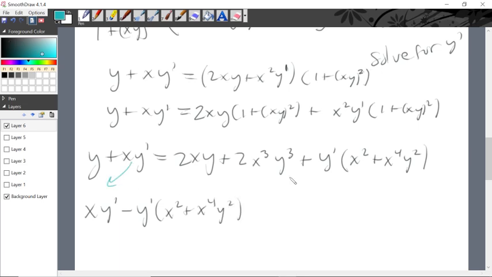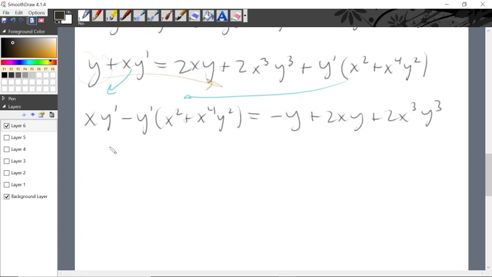Okay, so I've left this on this side. I brought this over to the left-hand side. And I'm going to bring this y over to the right-hand side instead. Okay, so that shows up as a negative y. Okay, and then we have a plus 2xy plus 2x cubed y cubed as well. Can factor out y prime on the left, y prime times x minus x squared minus x to the fourth y squared.